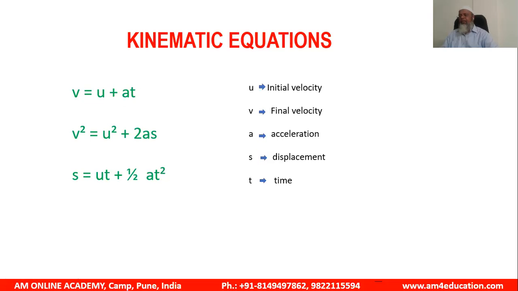And the third expression of kinematic equations is S is equal to UT plus half AT square, where again S is displacement, U is initial velocity, A is acceleration, and T is time. So these are the basic equations for kinematics. Similarly, we'll write the equations for circular motion also. Okay, that we'll see when we start the chapter. So with this, we finished the basics of 11th standard. Hope it is clear to you all.